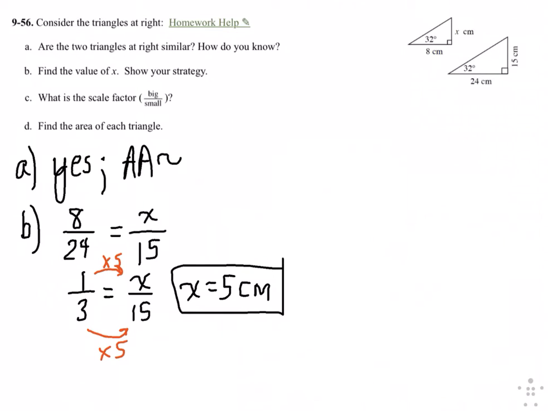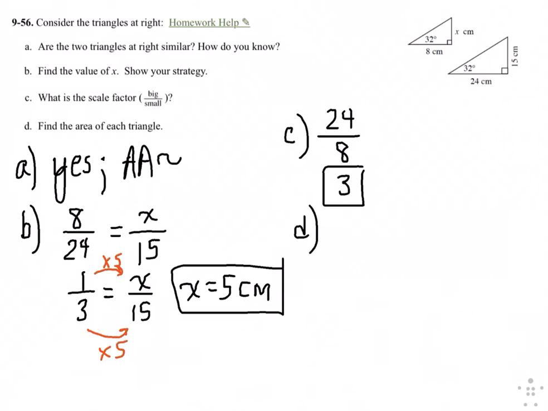So for C, it says, what's the scale factor, big over small? And we'll put that up here, right? Big over small, so the corresponding side, so 24 centimeters over 8, that's the big over the small, equals 3. So the scale factor is 3. And D, find the area of each triangle.